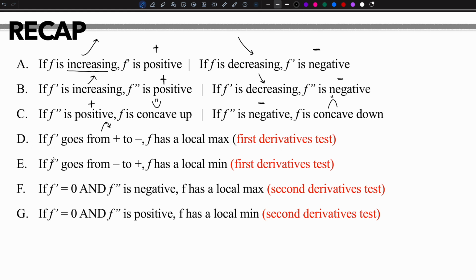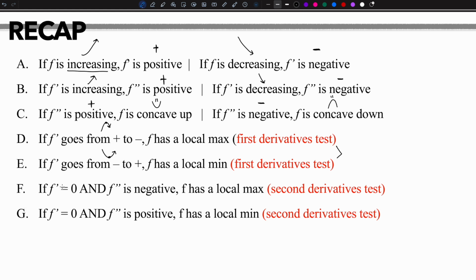And then conversely, same thing. If the first derivative is going from negative to positive, meaning the original function was decreasing and then increasing, then the original function had a local minimum. Again, these two are the first derivative test. And then parts F and G is where the second derivative test comes in.